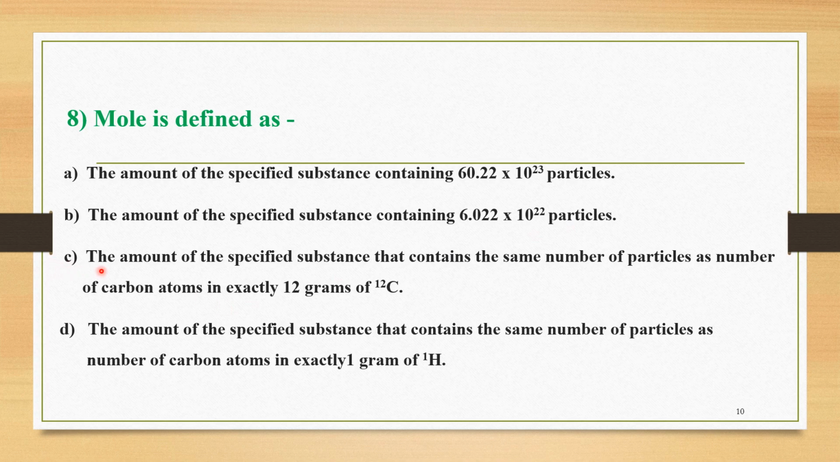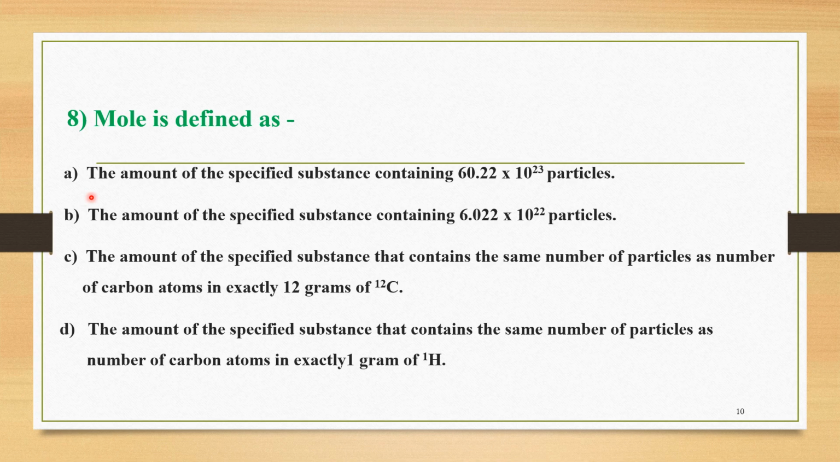The C option is the amount of the specified substance that contains the same number of particles as the number of carbon atoms in exactly 12 grams of C12, that is carbon 12. And the D option is the amount of the specified substance that contains the same number of particles as the number of carbon atoms in exactly 1 gram of hydrogen, that is H1.